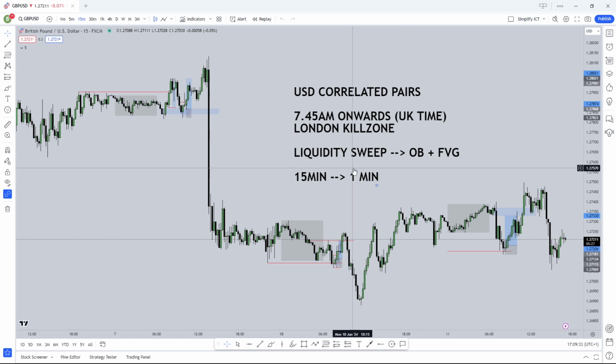So essentially this strategy is going to be a liquidity sweep on the higher time frame, such as the 15-minute time frame, dropping down to the 1-minute time frame to look for an order block and/or an FVG, a fair value gap, to enter our trades off. Now I'm going to go straight into the strategy because I want to show you the real chart examples, and this has been happening for the past 3 days on GBP USD.